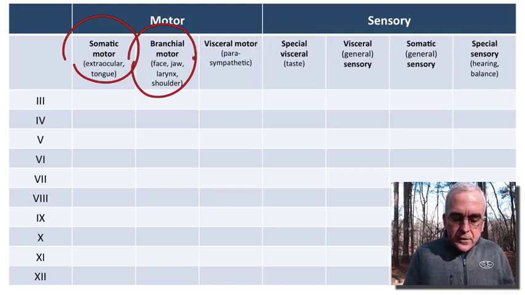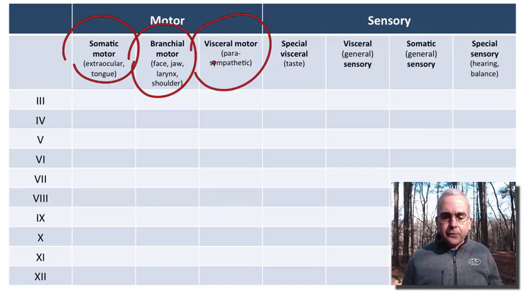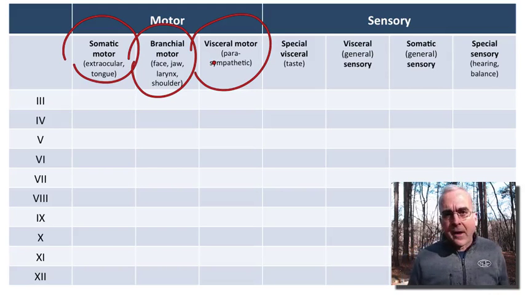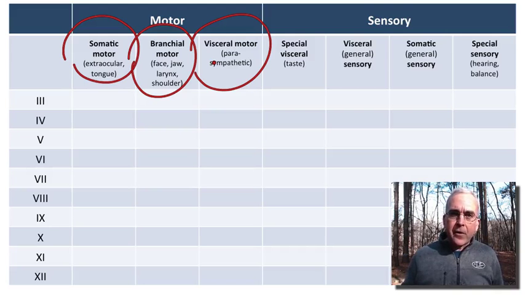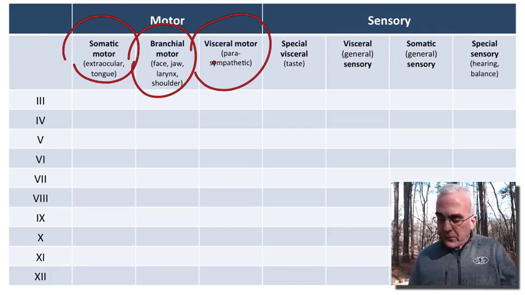And then lastly, on the motor side, we have visceral motor nuclei in the brainstem. And so these are the preganglionic parasympathetic neurons that provide outflow from the central nervous system to ganglia associated with end visceral organs. And then from there, there's a ganglionic neuron that actually innervates the end target, be it smooth muscle or cardiac muscle. Well, that's on the motor side.